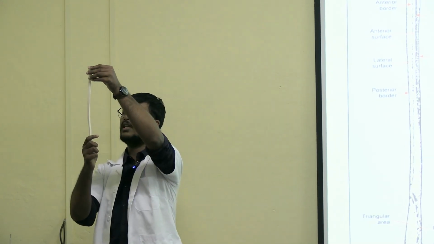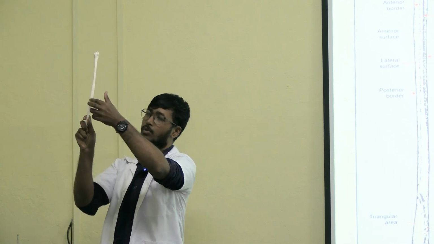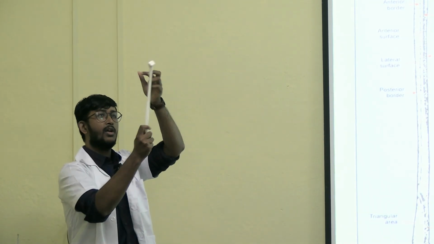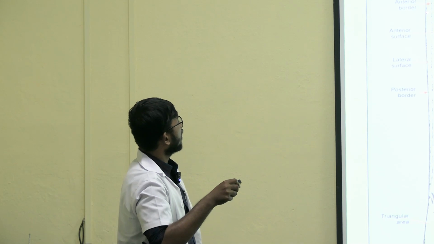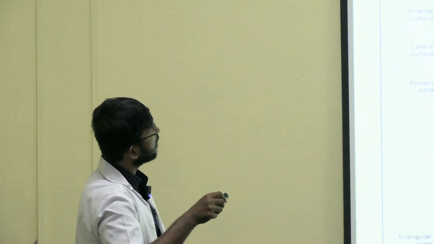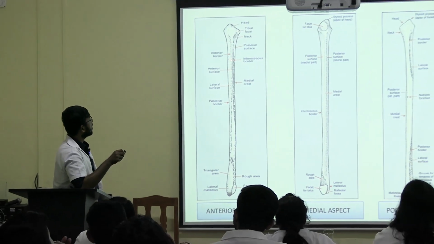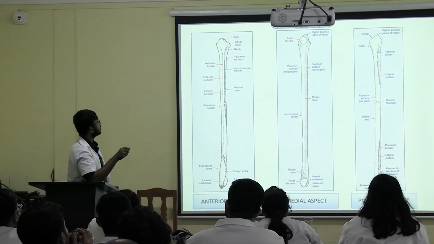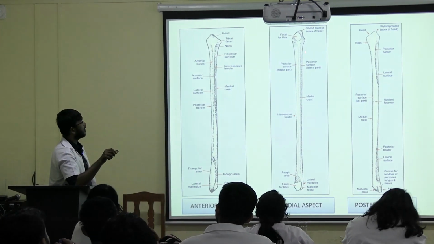Similarly, posteriorly, there is the posterior border. This is the posterior border. The posterior border also similarly forms one surface between the anterior and the posterior border. That is the lateral surface. See, this anterior border and interosseous border form a surface which is known as the medial surface, and this anterior border and posterior border form a surface which is known as the lateral surface. And there is another surface which is known as the posterior surface, which is present just behind the bone.